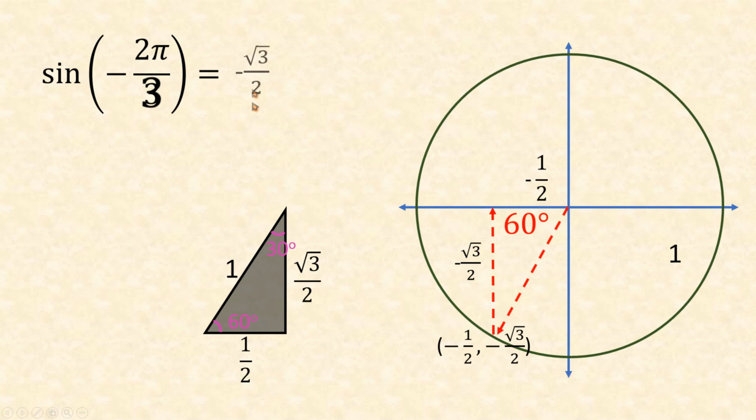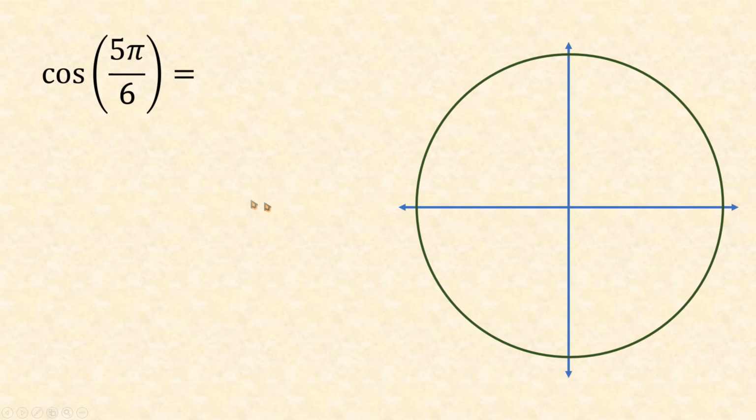So it's just this. So it's negative radical 3 over 2 for sine of negative 2 pi over 3. Okay. Another example, they want cosine of 5 pi over 6.